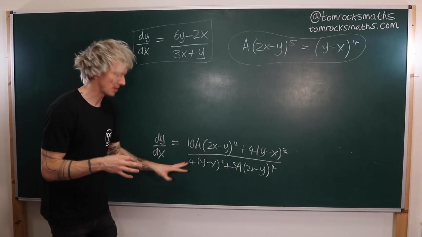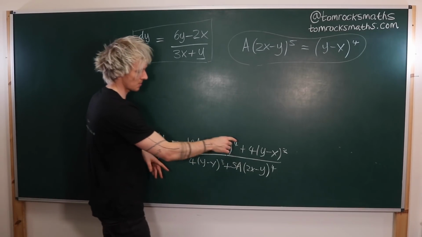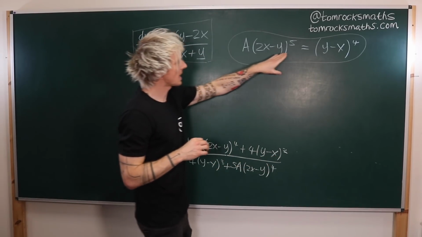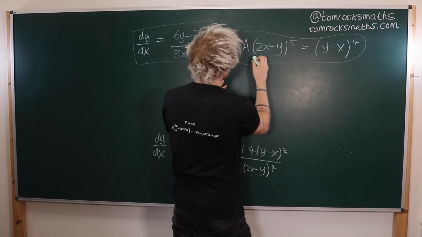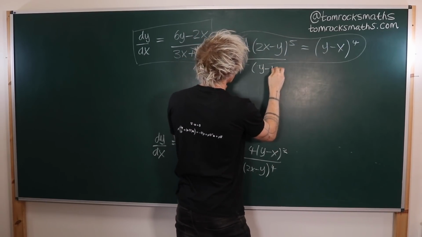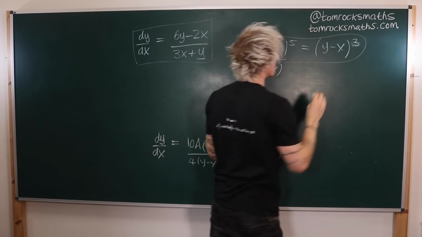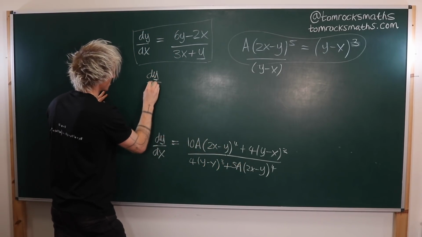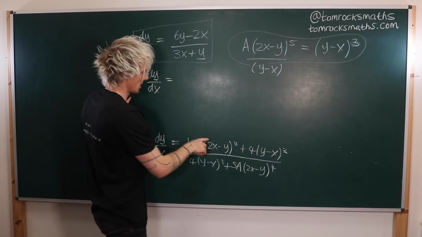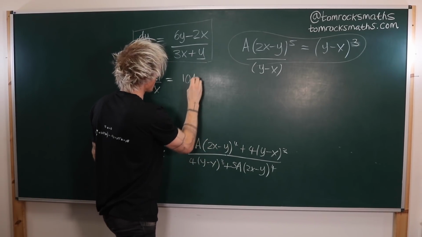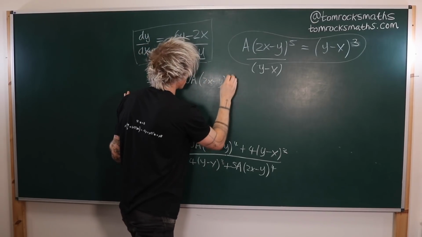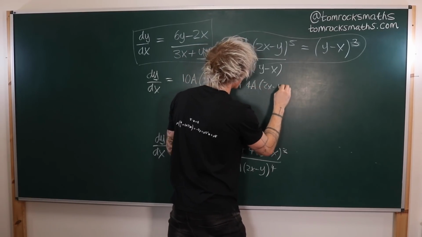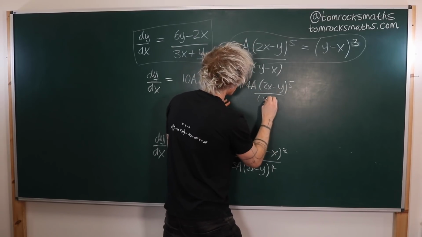Looking at the expression here at the bottom of the board, what I'm going to do is actually substitute for this term, 4 times (y minus x) cubed. Because I know up here that (y minus x) cubed is actually going to be this thing divided by y minus x. So if I divide both sides by y minus x, I have an expression. So if I substitute that in, I've now got dy by dx is equal to, so the first term is unchanged, 10a times (2x minus y) to the 4, plus 4 lots of this thing, so plus 4a times (2x minus y) to the 5, all divided by y minus x.